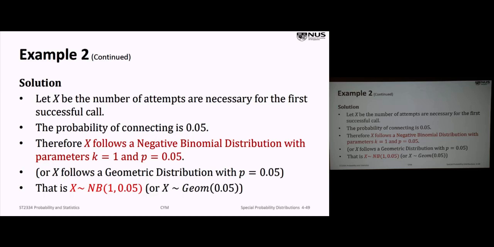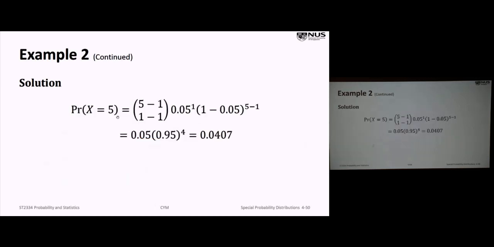It's the same thing, because here you're really interested in the first time, not the second time or third time. So the probability that it takes 5 calls is just equal to 0.05 multiplied by 0.95 to the power 4. The combinatorial term is 1 in this case. So it's just the geometric. That's why I liked to construct it.